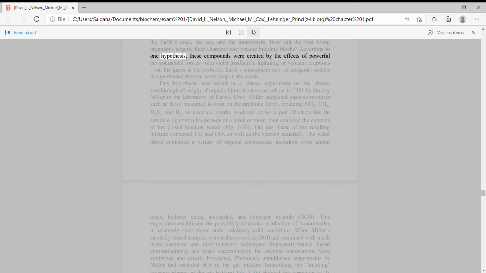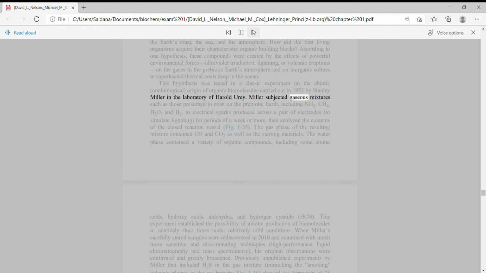According to one hypothesis, these compounds were created by the effects of powerful environmental forces: ultraviolet irradiation, lightning, or volcanic eruptions on the gases in the prebiotic Earth's atmosphere and on inorganic solutes in superheated thermal vents deep in the ocean. This hypothesis was tested in a classic experiment on the abiotic, non-biological, origin of organic biomolecules carried out in 1953 by Stanley Miller in the laboratory of Harold Urey.